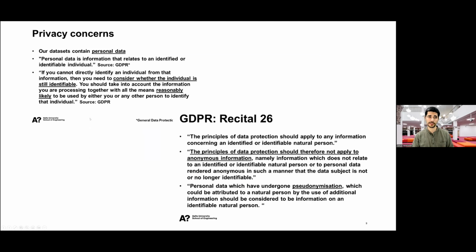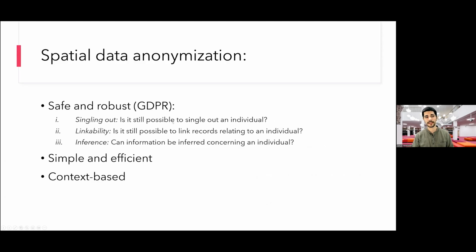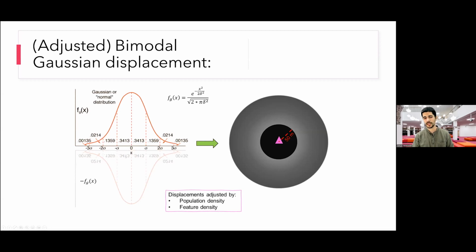We knew that in order to do that without violating GDPR, we have to anonymize our data sets properly. So we have to make sure that individuals cannot be singled out. No one can link the data with other data and try to identify individuals, or use any kind of machine learning or other modeling methods to try to identify individuals. At the same time, we wanted a method that is simple and efficient, meaning that we can redo this for different projects and publish our data sets. And we wanted the method to be context-based, so we developed an approach for doing that.